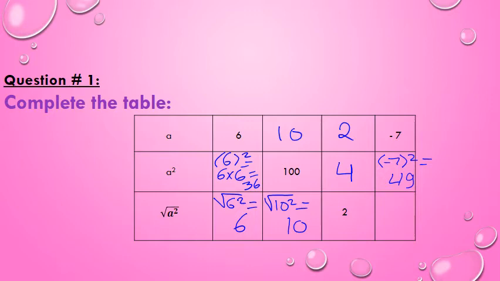Yes, Badia. Radical A squared, we write radical parenthesis negative 7 all to the power 2. Yes, it is equal to 7. Okay.